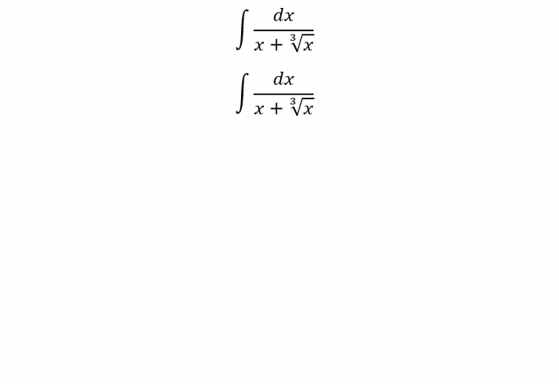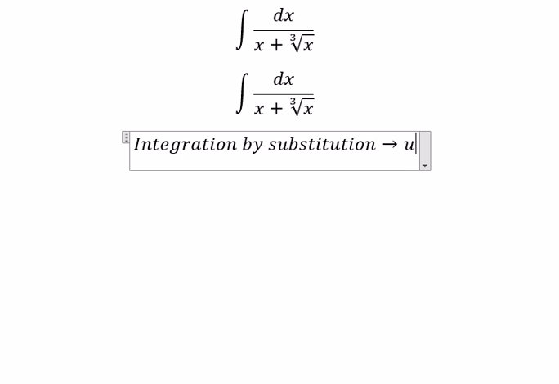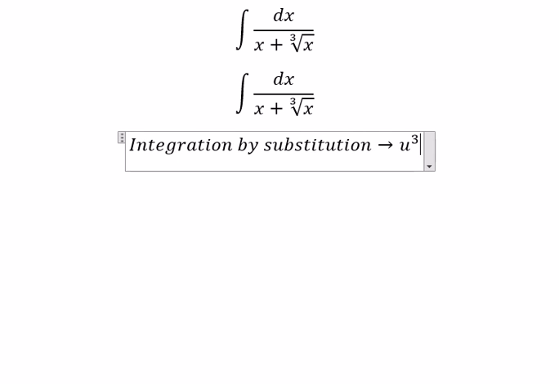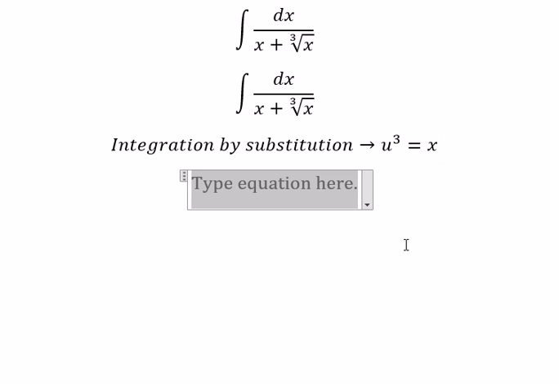We need to use integration by substitution. We put u to the power of 3 equal to x. So we do first the derivative of this one, and you get 3u squared du equal to dx.